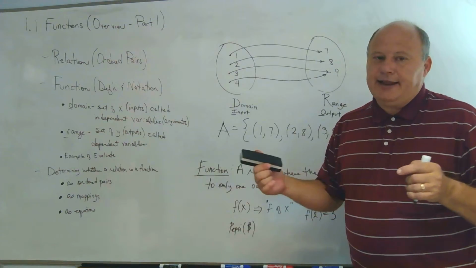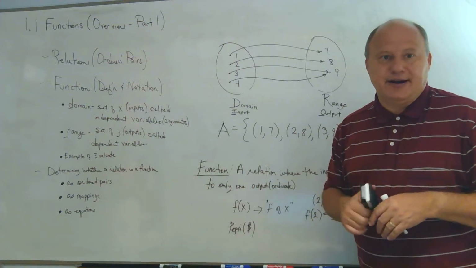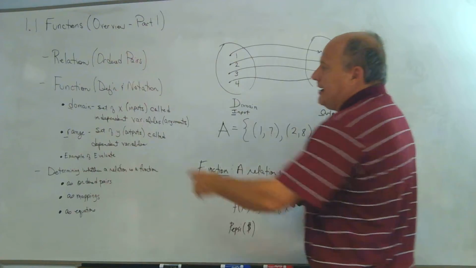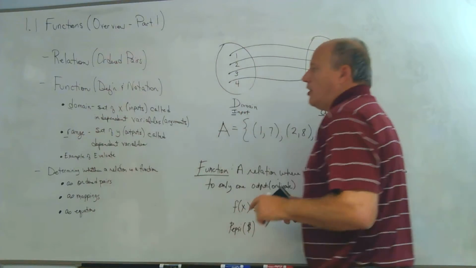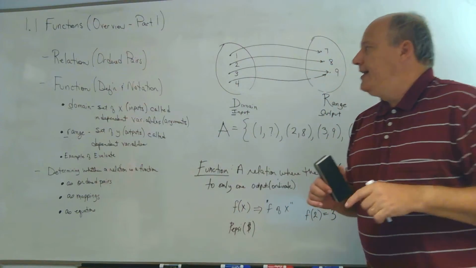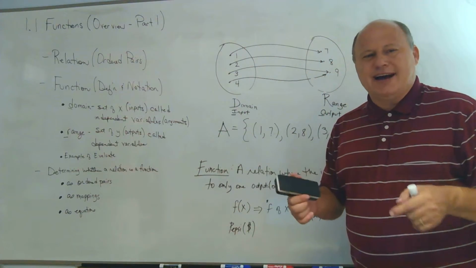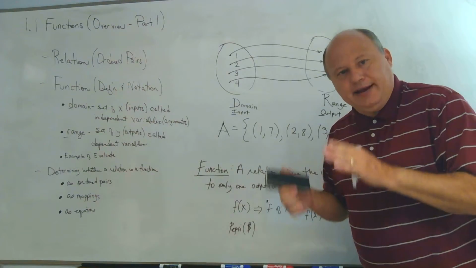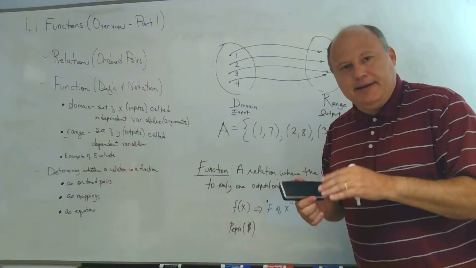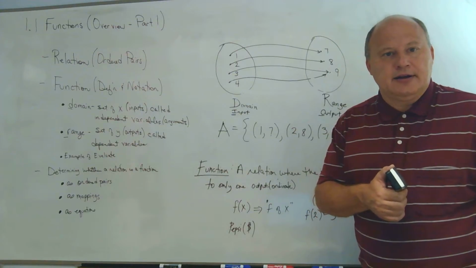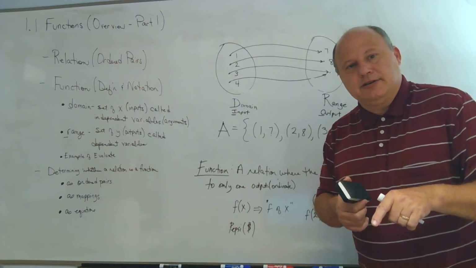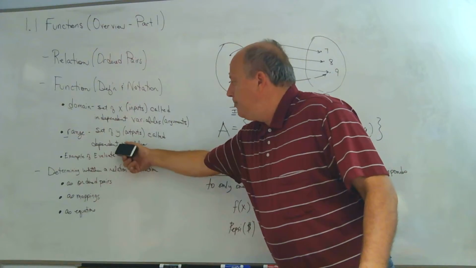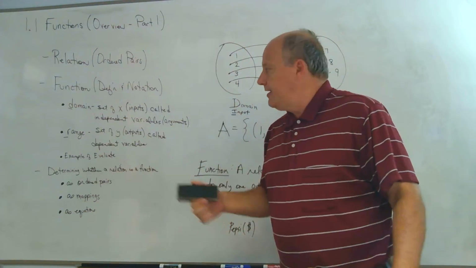And if it doesn't work for you, that's fine. You just have to memorize it your own way. But anyway, the domain is a set of x, or the inputs, called the independent variables. Why is it called independent variables? Because what is inputted into the function depends on what you want to put in. But what comes out depends on what you put in. So the dependent variable is over here.